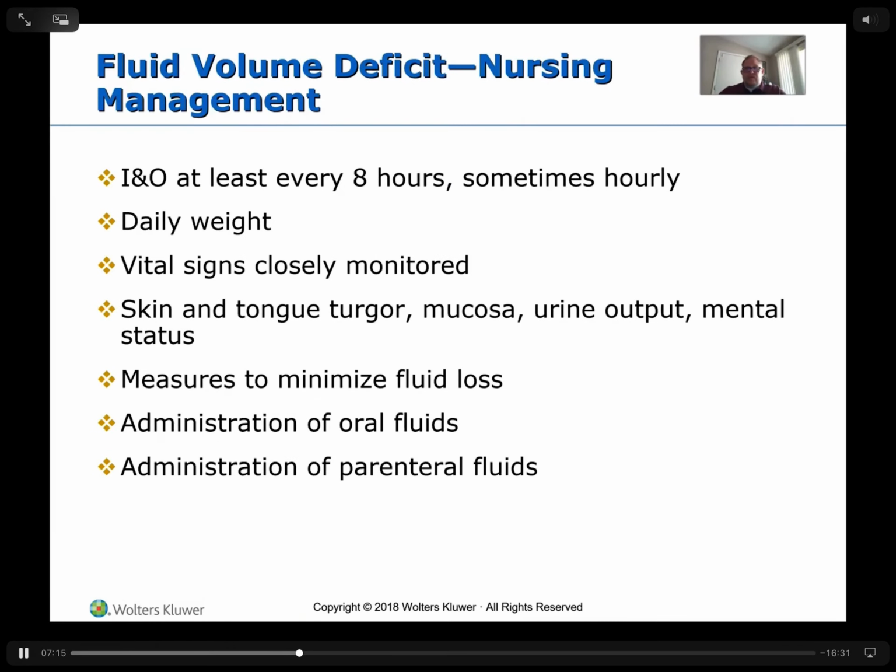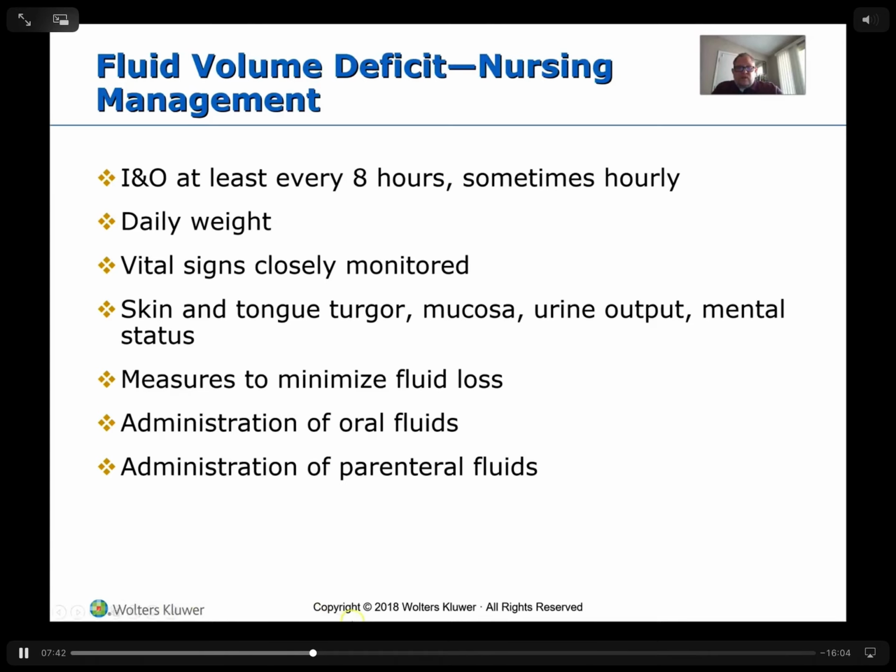Nursing management for fluid volume deficit: you're going to be monitoring I's and O's. I know in the hospital we generally do every 4 hours with vitals, or depending on how strictly they're watching it or how sensitive the patient is, you could be looking at even every hour or strict I's and O's, where every time they void, every time they drink, you chart it at that point.